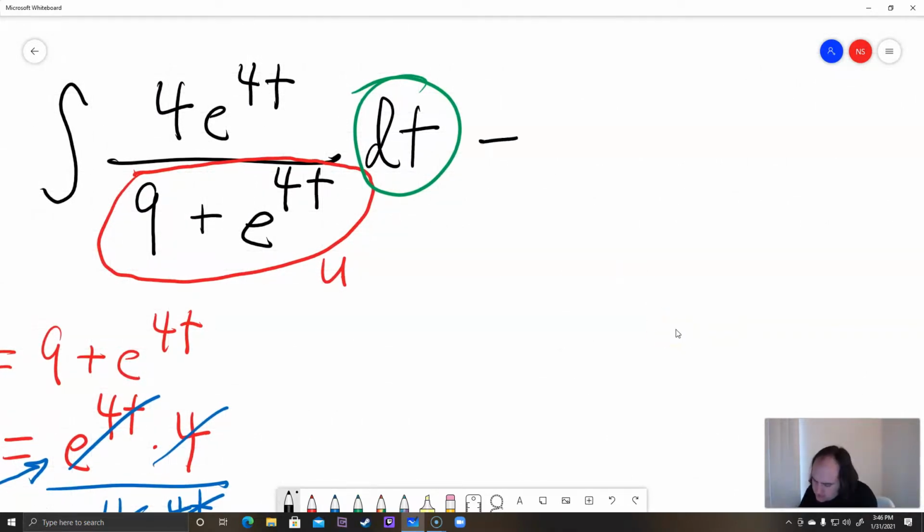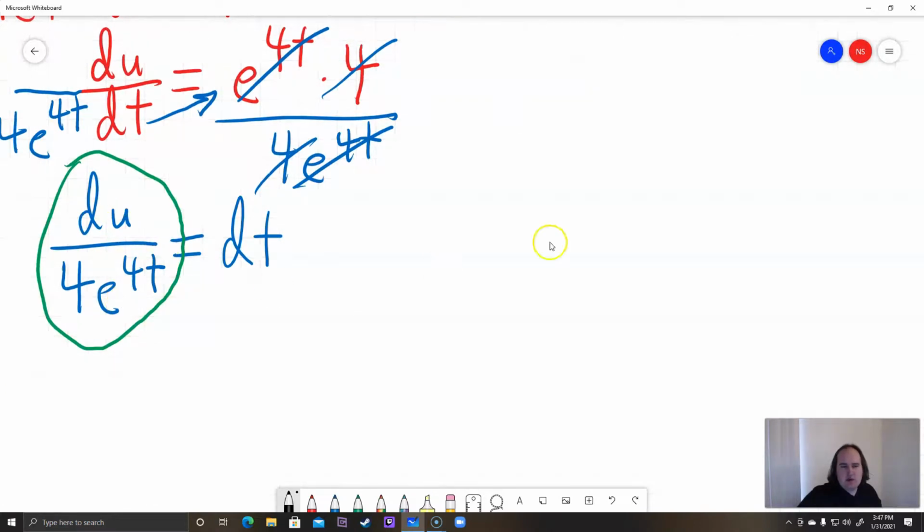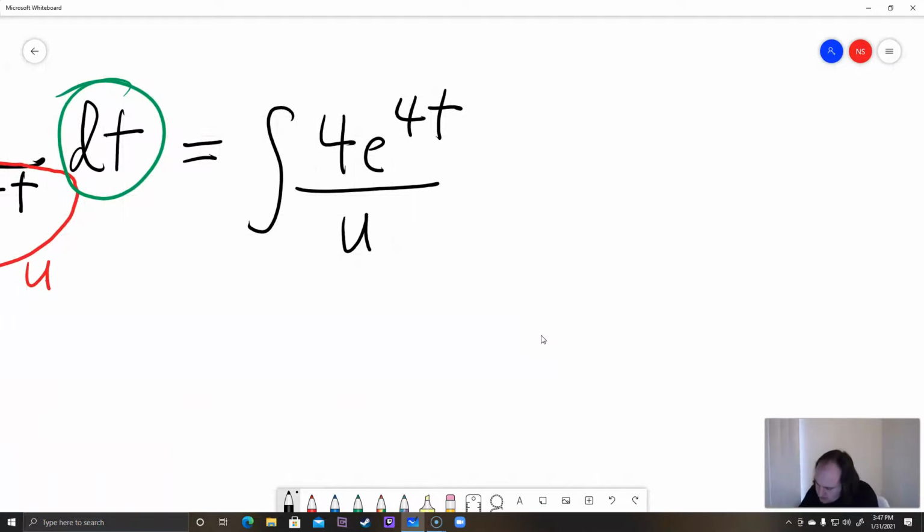Okay, so what we've got here is the integral of 4e to the 4t over, well, realize that this denominator, 9 plus e to the 4t, is just u. So our denominator here is just going to be u. And then we're replacing the dt with du over 4e to the 4t. So here we're going to have du over 4e to the 4t.